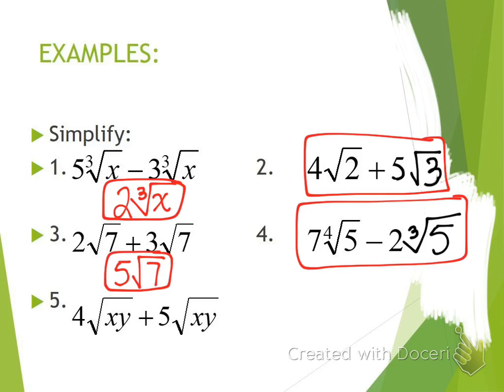Do we think we can combine on number 5? Yes. What is the index on both? Square root, or 2. Okay, we've got the same kind of root. And the radicand on both is xy. So what would this become? 9. Good. 9 square root xy is correct.